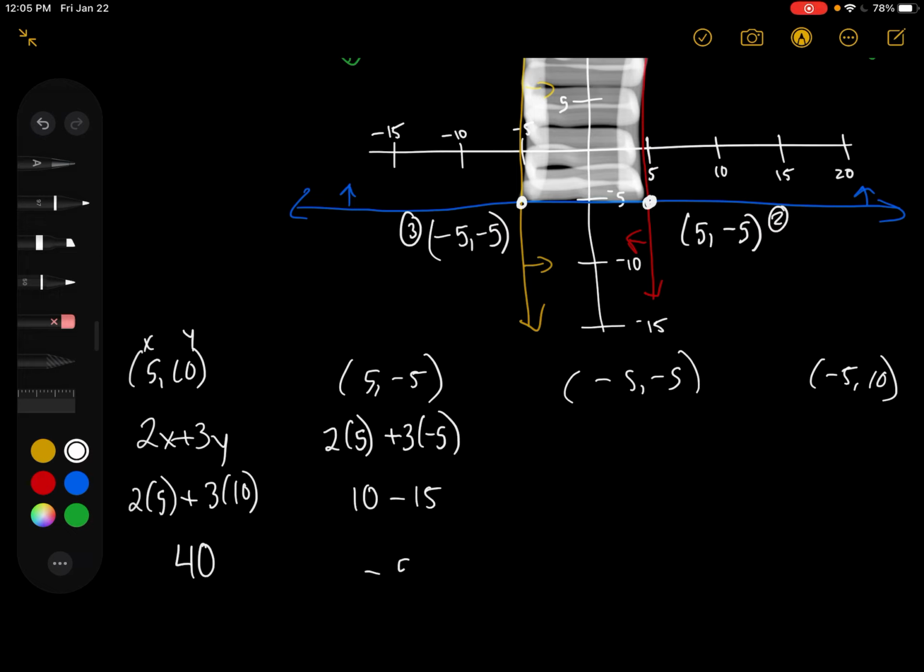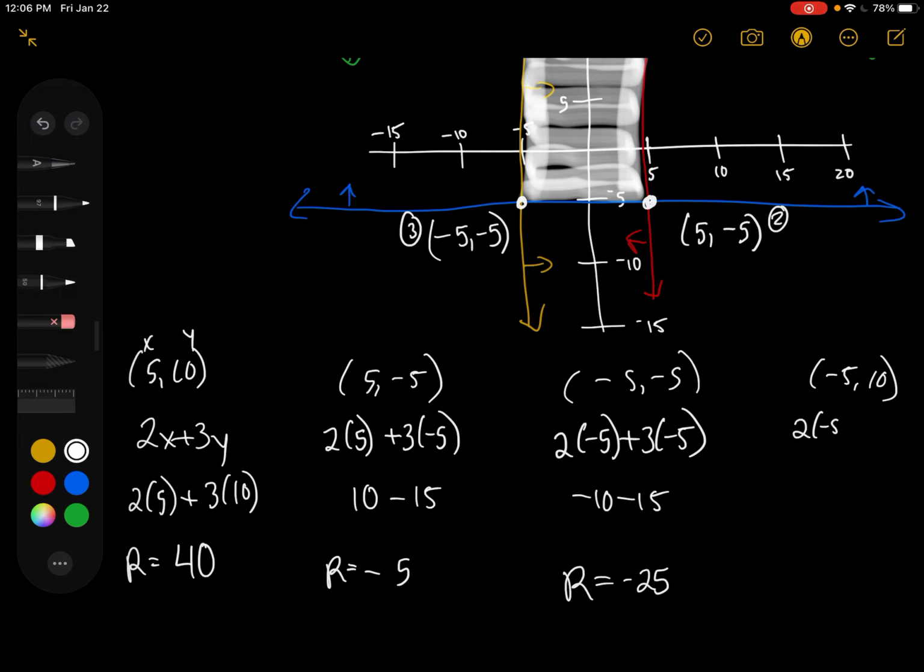For our next one, we get -5. For our next one, we end up with -25. And for our last one here, we end up with 20. So let's go back to the question, see which one of these is our right answer.